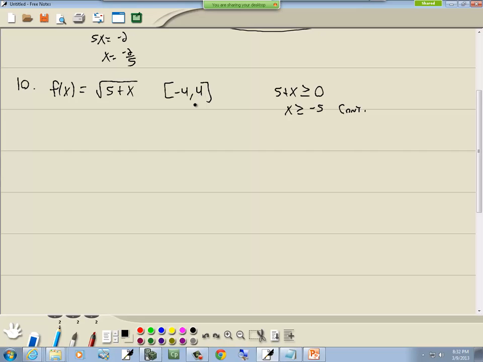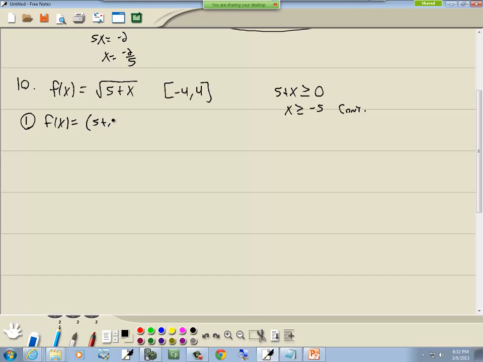Differentiable. Well, when we find a derivative, it's going to end up putting the 5 plus x in some form down in our denominator, which means that the derivative doesn't exist at negative 5, which again is okay because that's not in our interval here. So we can use the mean value theorem. So our first step, let's find our derivative.